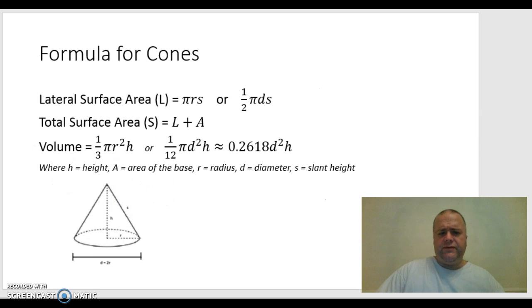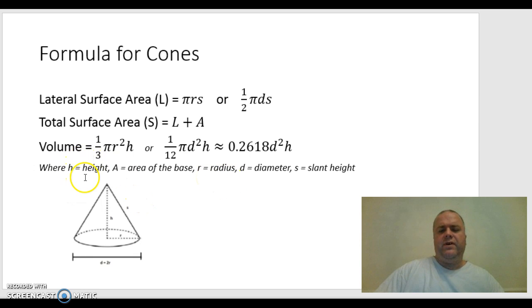So we have some formulas for the cones. The lateral surface area, that's the surface area around the side of the cone. That's going to be pi times the radius of our base times our slant height, or 1/2 pi times the diameter times the slant height. And then we also have the total surface area, so that would be the lateral surface area plus the area of our base. I just put an A for that area, but the formula for the area of a circle is just pi r squared.